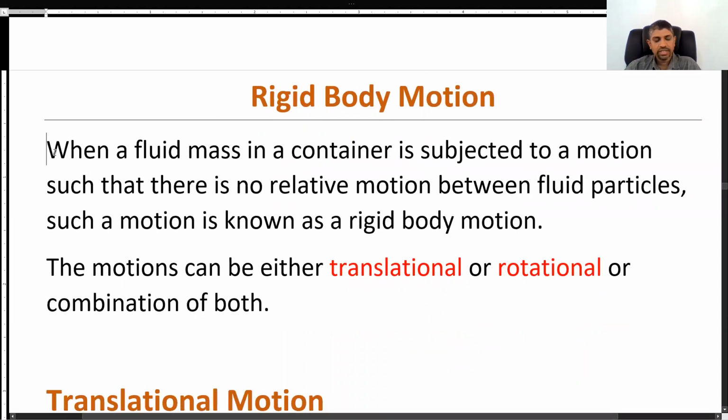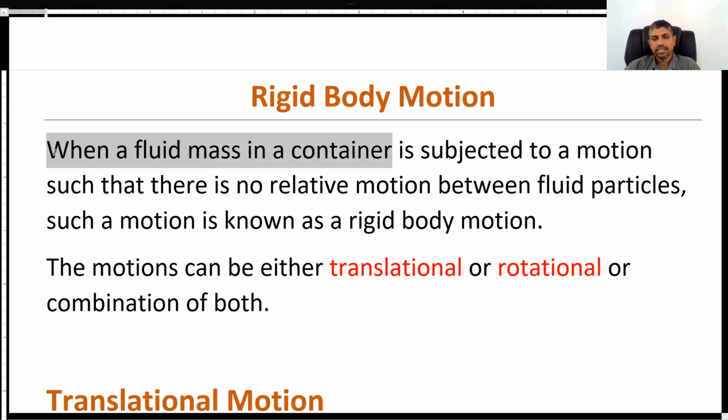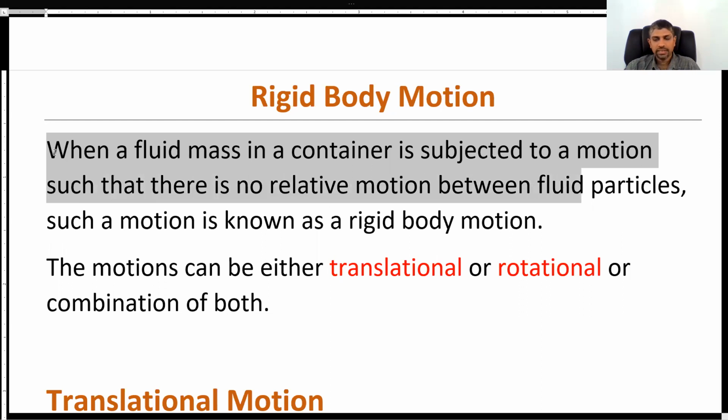Look at when a fluid in a container is subjected to a motion. There's a fluid container, then the container is moving, such that there is no relative motion between fluid particles. All the fluid particles are relatively at rest. Such motion is known as a rigid body motion. We will write down the definition of rigid body motion.